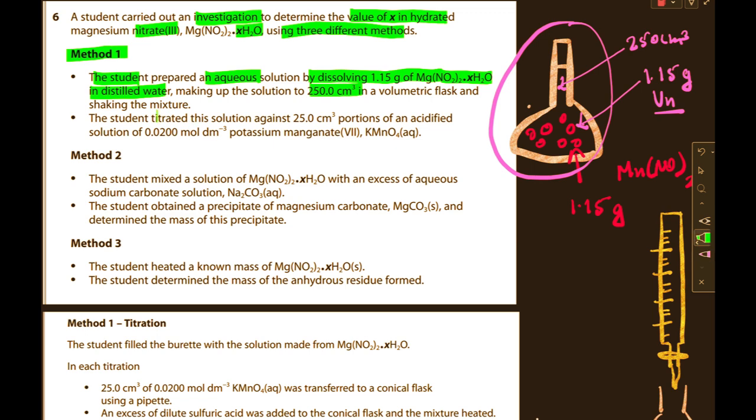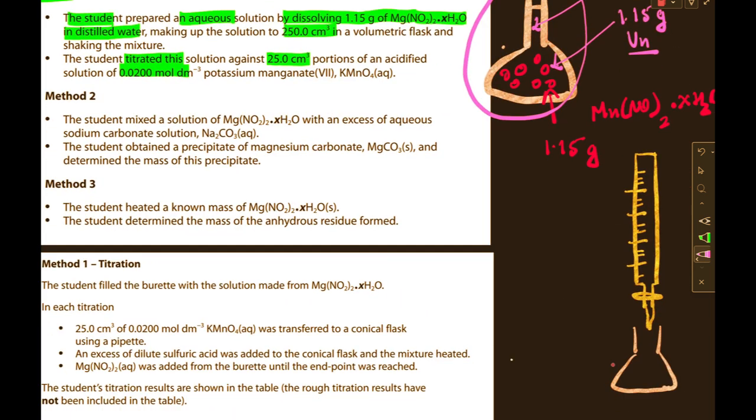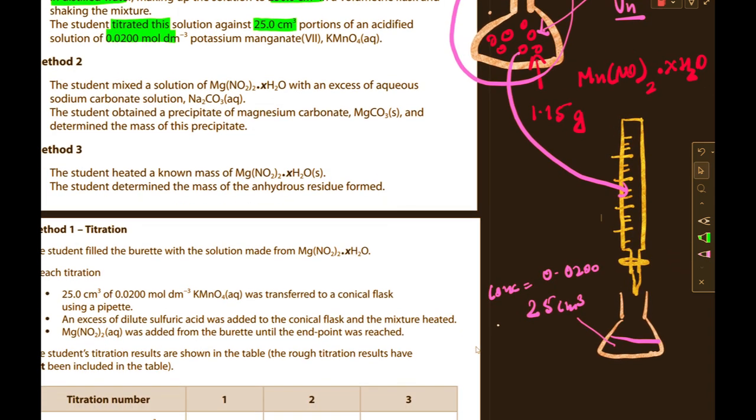Now, in the next part, it says the student titrated this solution against a 25 cm³ portion of acidified known acid. Because it is a known substance, my acid will go here in the conical flask, which is 25 cm³, and they gave you the concentration of it, which is 0.0200 mole per dm³. Concentration is given. Okay, so that means automatically my unknown will come in the burette. And yeah, we are going to do the titration.